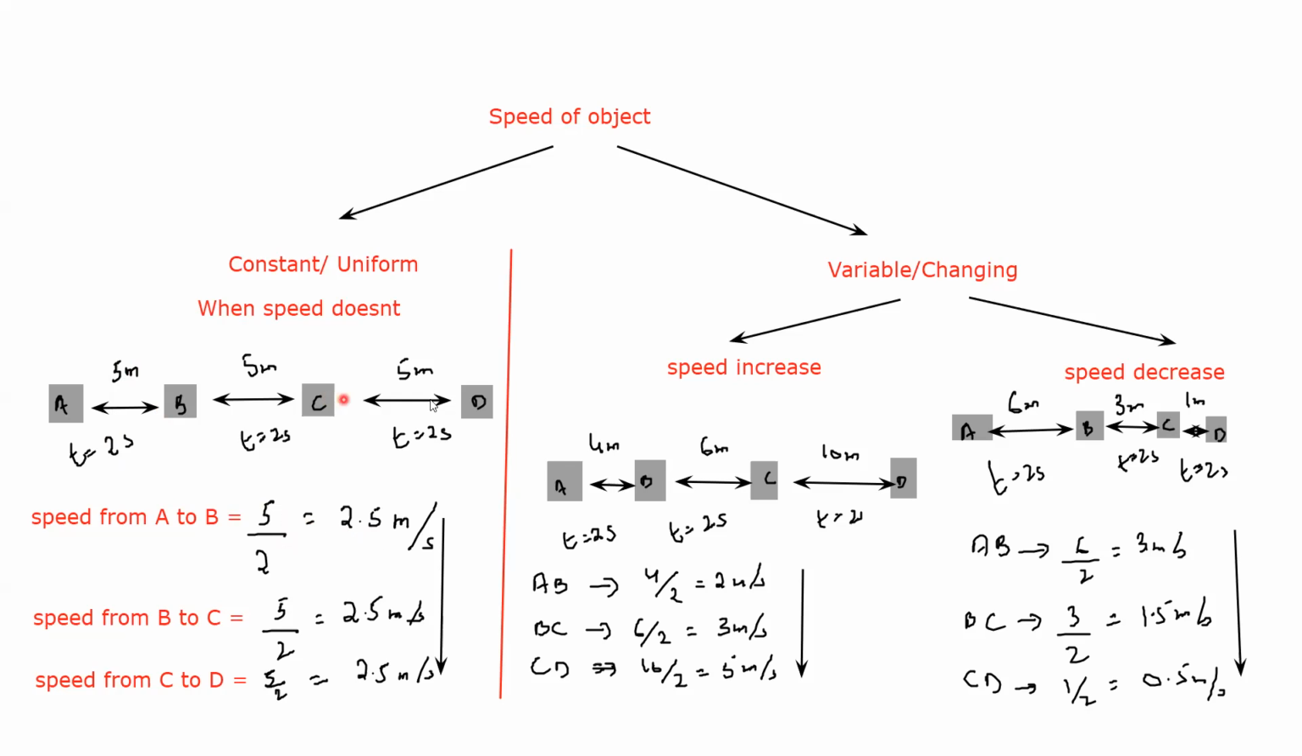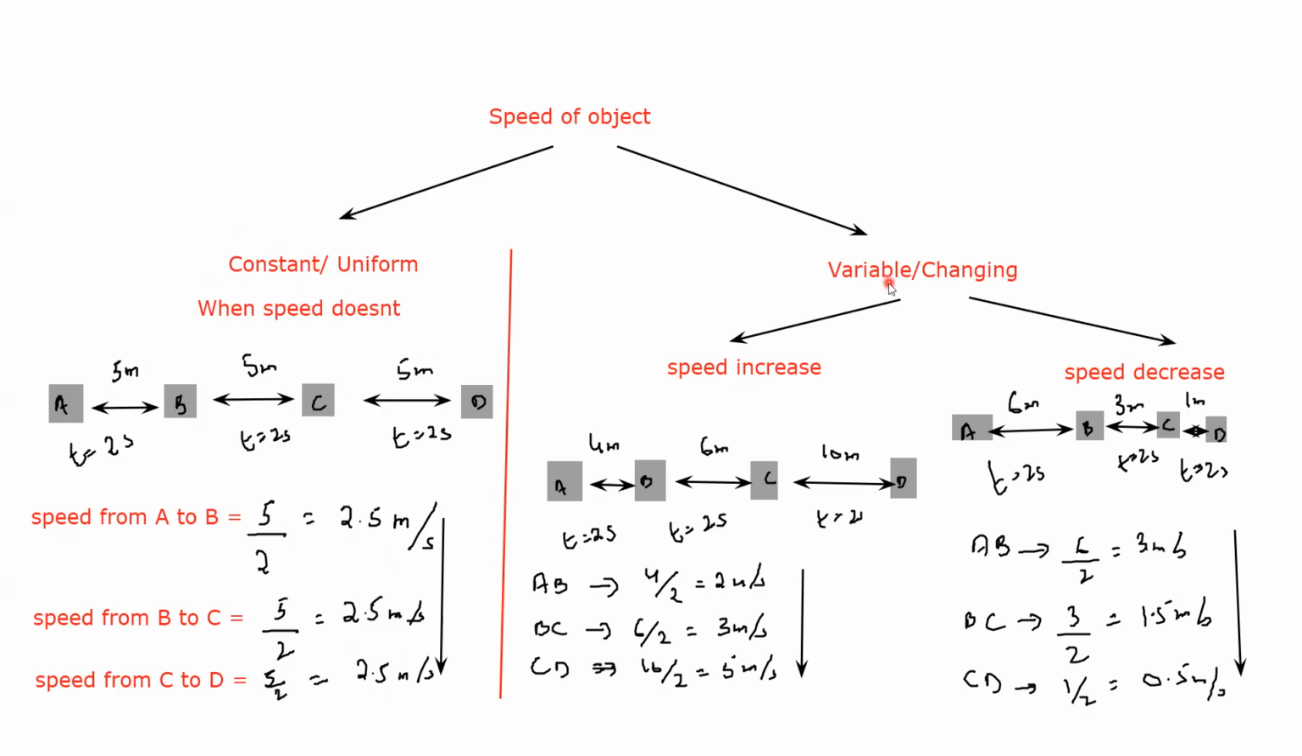But when I check from C to D, it also covers 5 meters in 2 seconds. So 5 divided by 2, again 2.5. So when you check the two values of the speed, they are the same, it is not changing. So we use the term that the object is moving with a constant speed or a uniform speed.